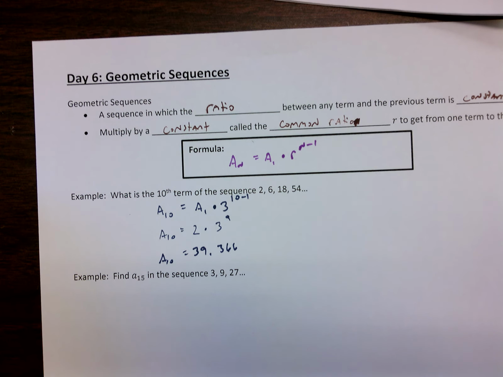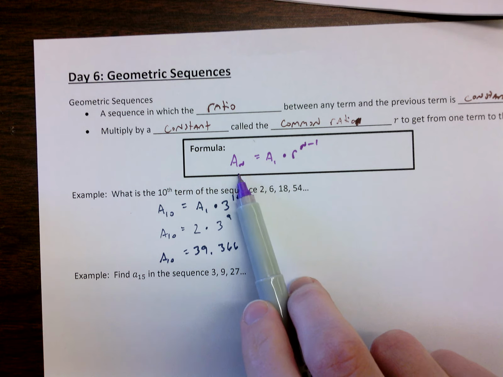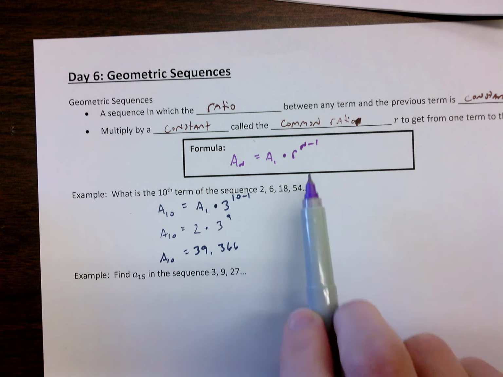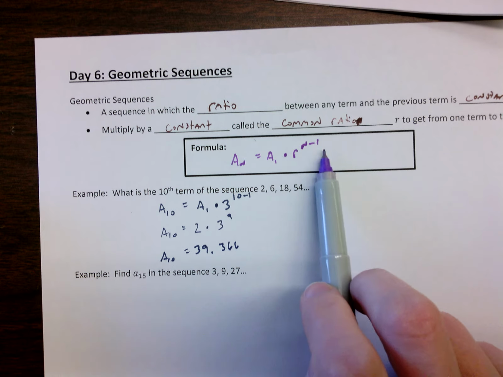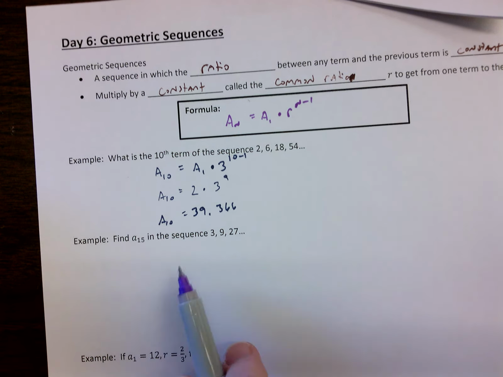Okay, and just like with arithmetic sequences, you don't necessarily have to use the first and the last term. You could start with the 5th term and the 12th term, right? And then you would just make it 12 minus 5 up in your exponent, okay? All right, so let's take a look at this example.